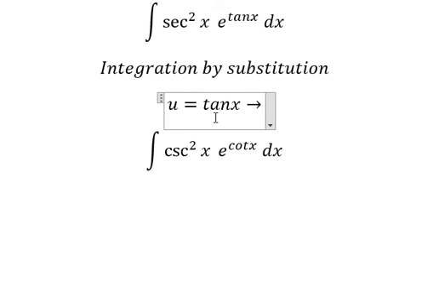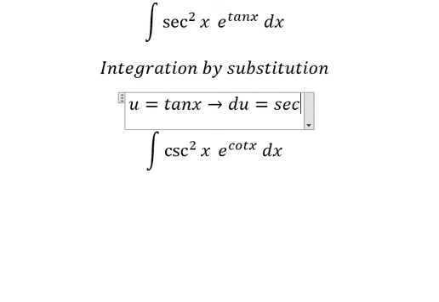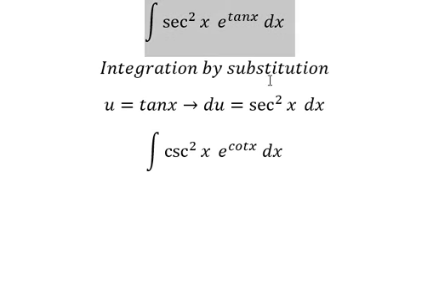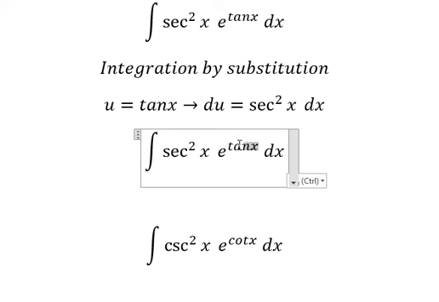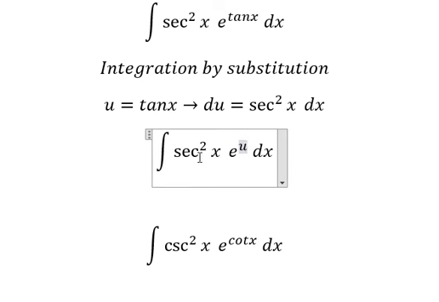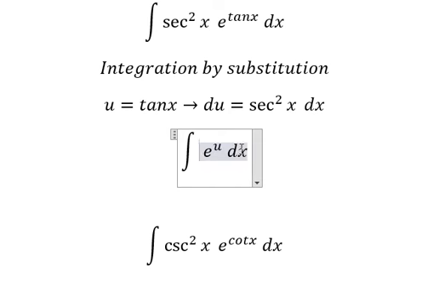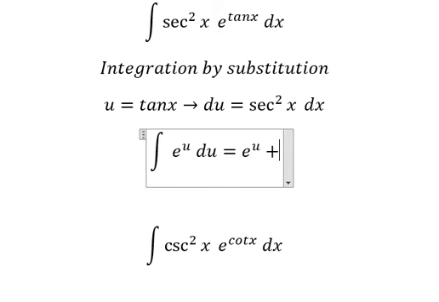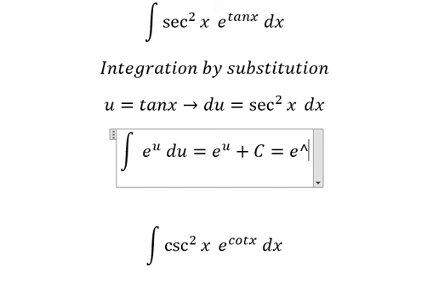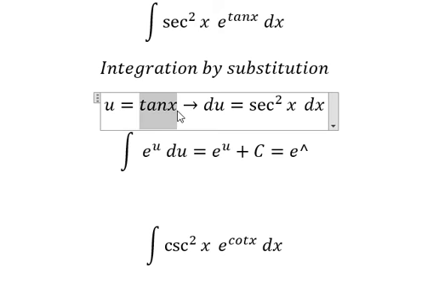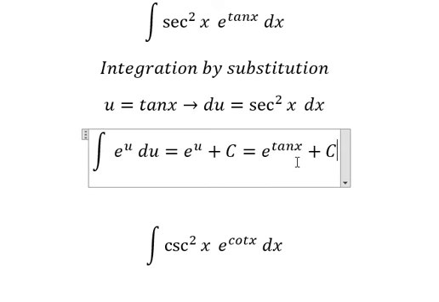Later we take the first derivative of both sides, and we have secant squared x dx. So this one we change by u. Secant squared x dx we change by du. The integration of this one, we have e to the power of u, and we put plus c. For u, that is tan x, and this is the final answer.